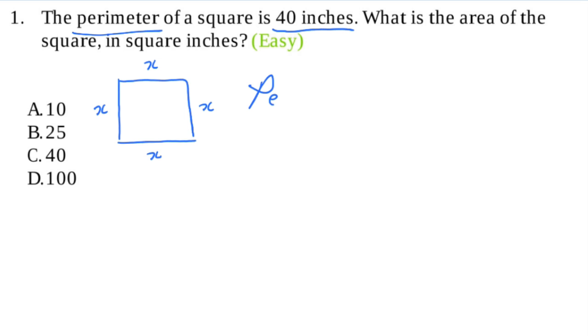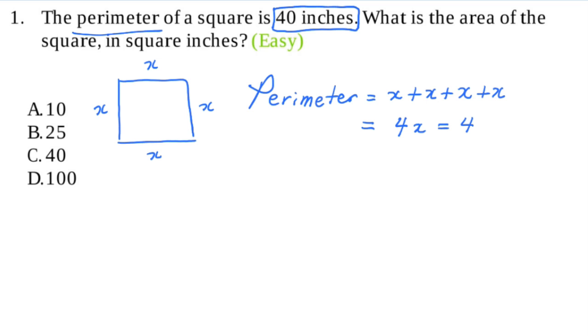The perimeter of a square is the sum of all sides, which is x plus x plus x plus x. We can rewrite this as 4x. Now the question tells us that the perimeter, or 4x, is equal to 40. To find x, we can divide both sides by 4. Therefore, x is 10.